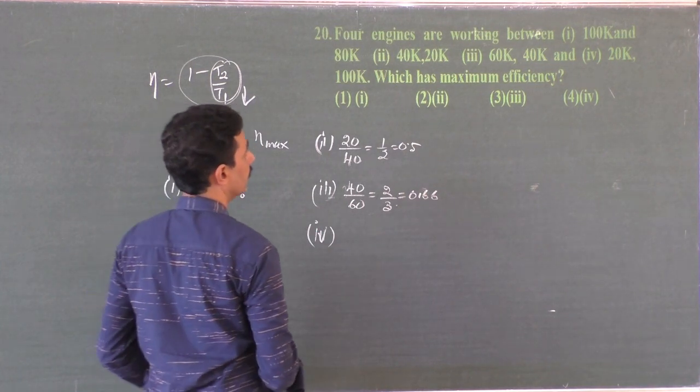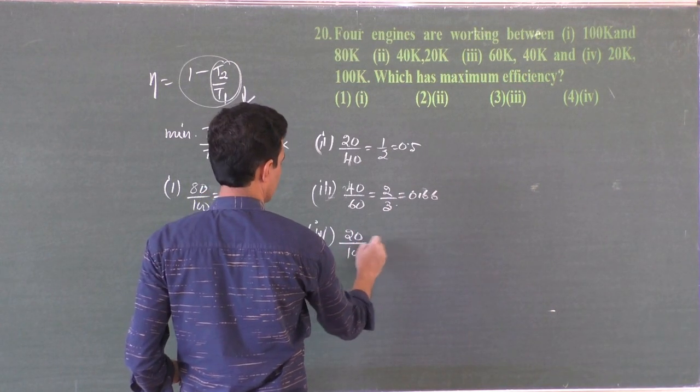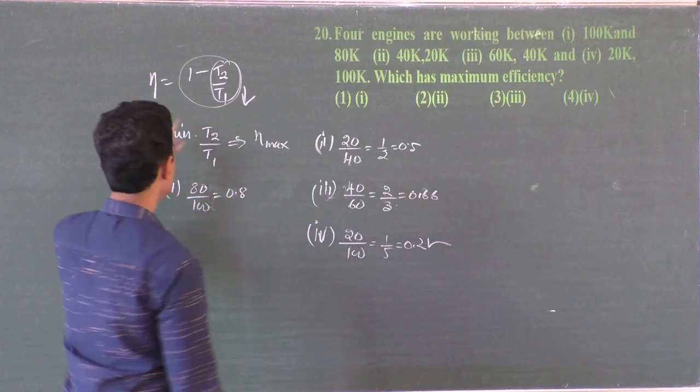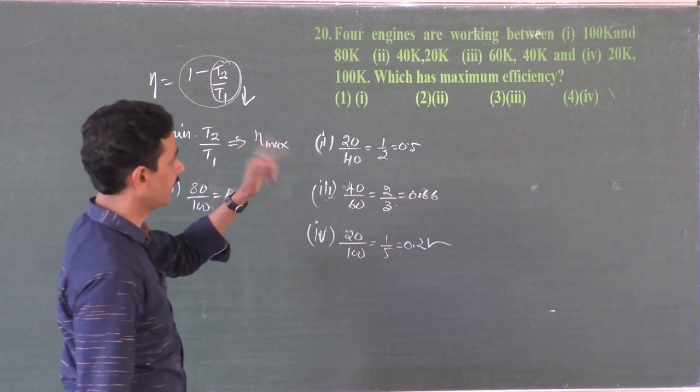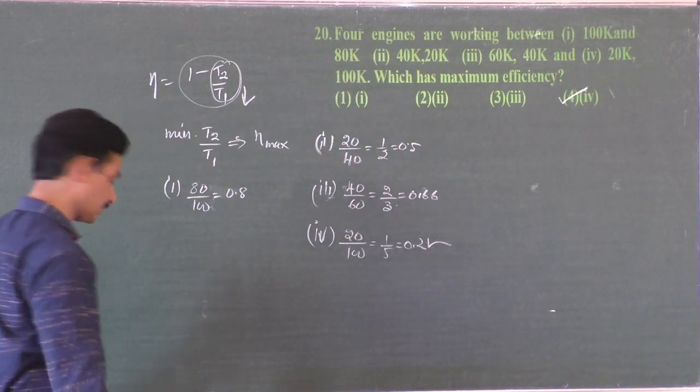Fourth one, 20 by 100. Correct? 20 by 100, that is 1 by 5, it is 0.2. Minimum for this one. That means 1 minus T2 by T1 is maximum. Which has maximum efficiency? Fourth one. This one has the maximum efficiency.